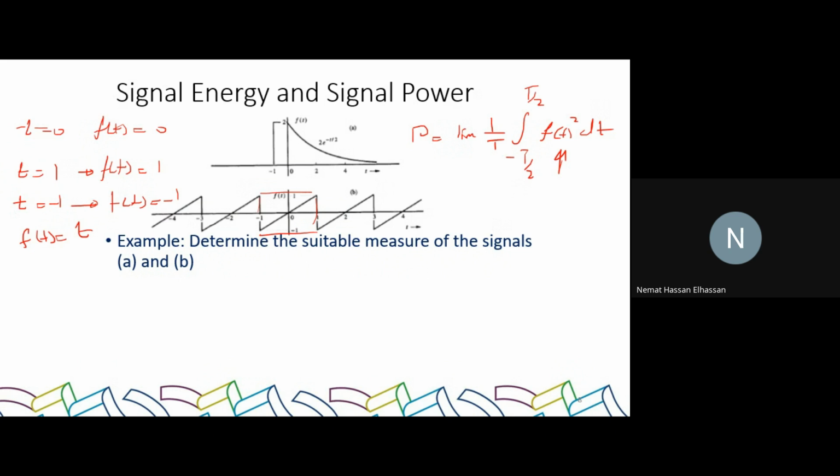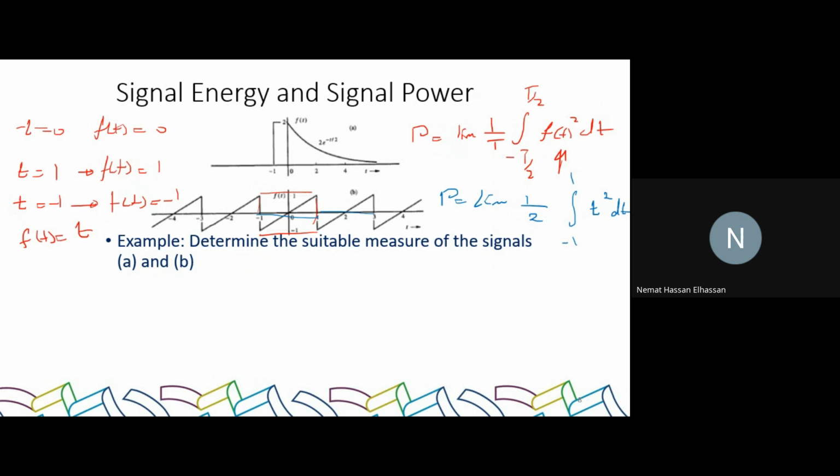So now I'm applying it here. I'll say that the power is equal to the limit of 1 over t, where t is the period. What is the period of the signal? It repeats every how many units? Every 2 units, right? Because it goes from negative 1 to 1, from 1 to 3. So t is equal to 2. So 1 over 2, the integral between minus 1 to 1, which is 2 over 2, of t squared dt, because f of t is equal to t. Make sense?